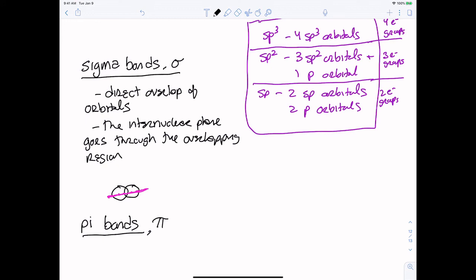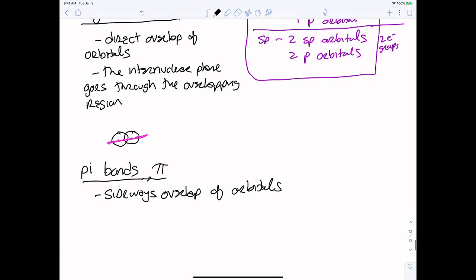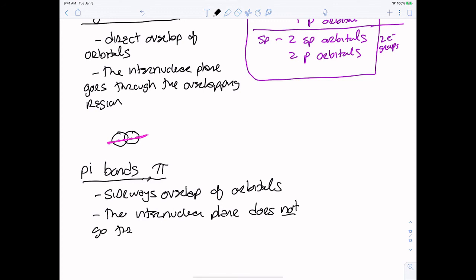And pi bonds are the sideways overlap of orbitals. If you were to connect the two nuclei with a line, it does not go through the overlapping region. So the internuclear plane does not go through the overlapping region.